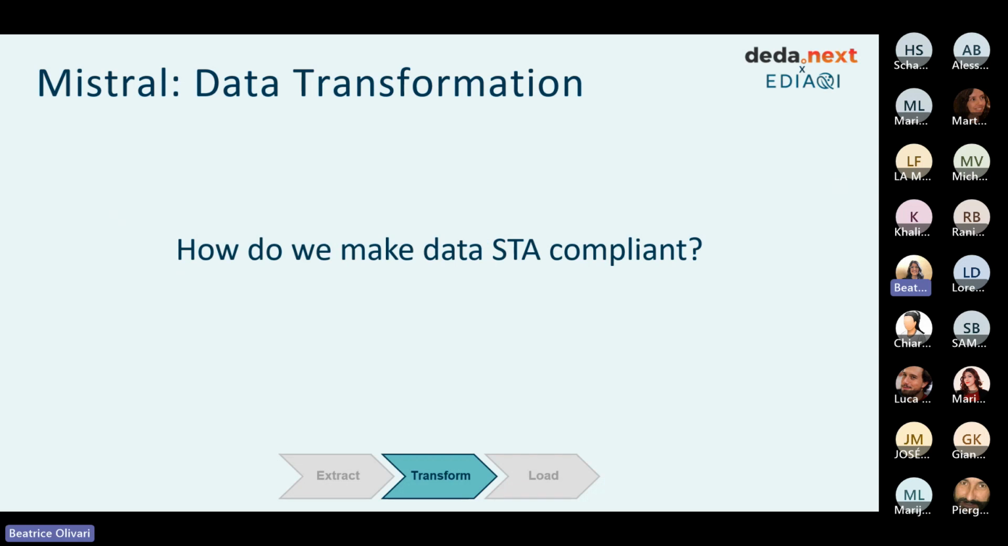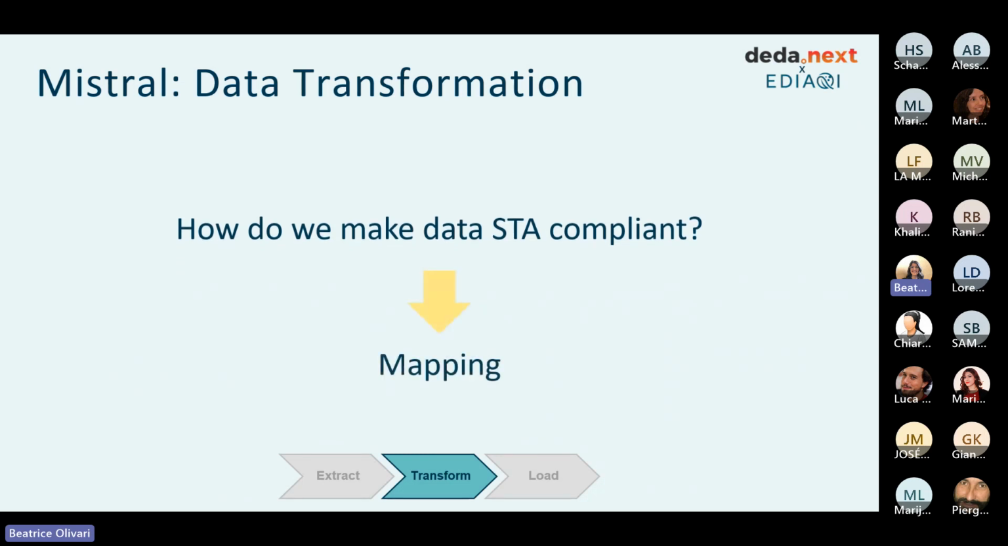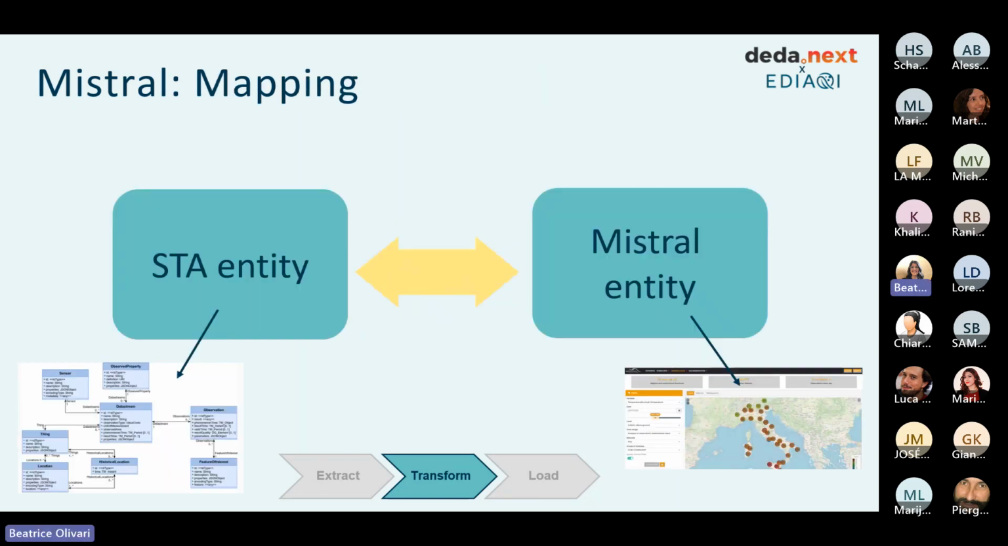Okay, let's say now we have a way to retrieve the data. How do we make them STA compliant so that we can put them in the Frost structure? Well, we do so by first mapping the data. Mapping means that we have to associate a STA entity to a Mistral entity. STA entities, I think you have them clear. They are the things, the locations, the sensors, and so on. So they are the entities of the data structure of SensorThings API.